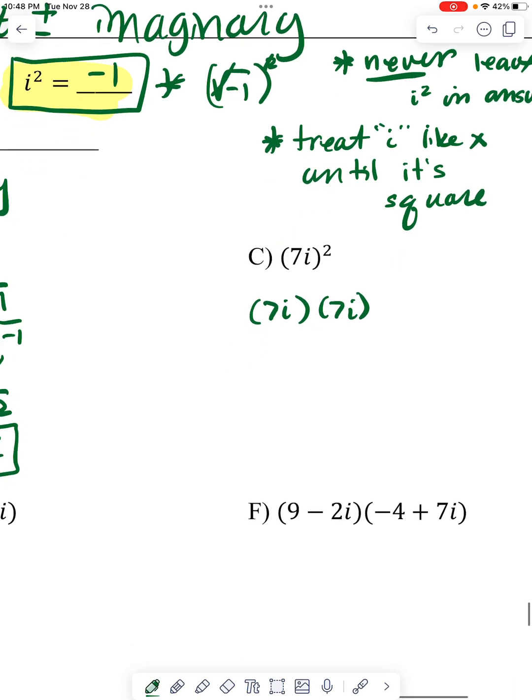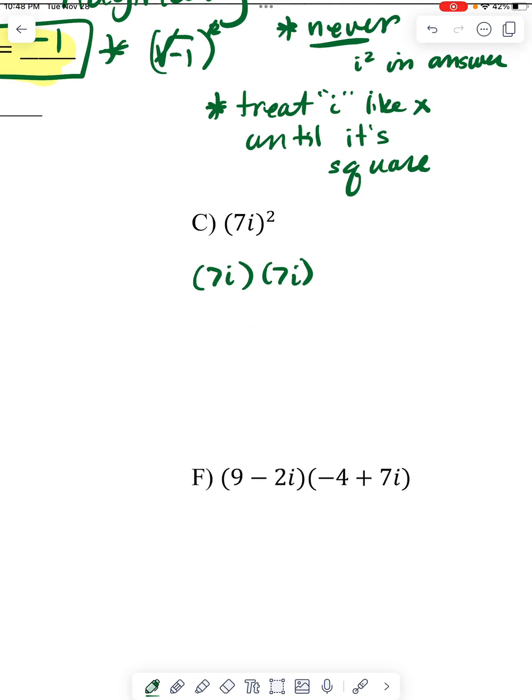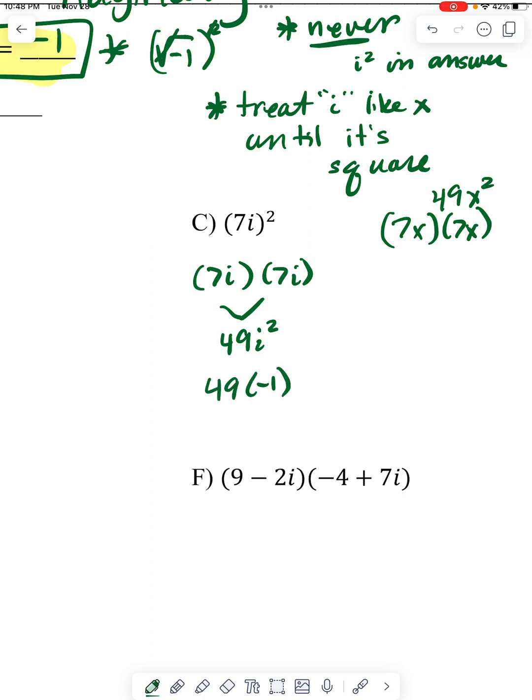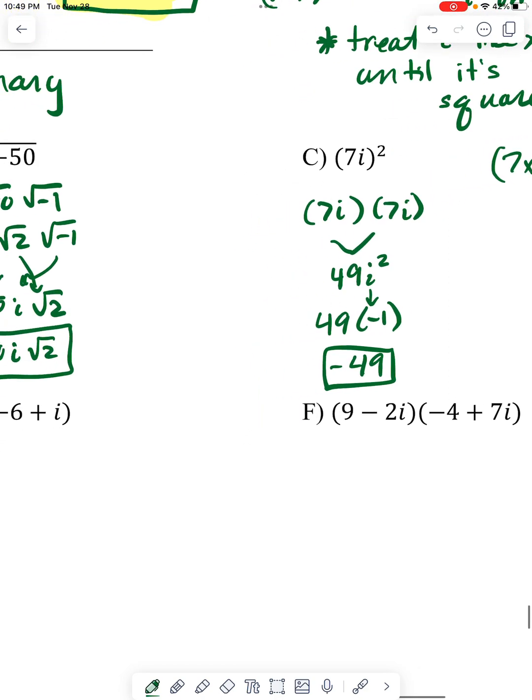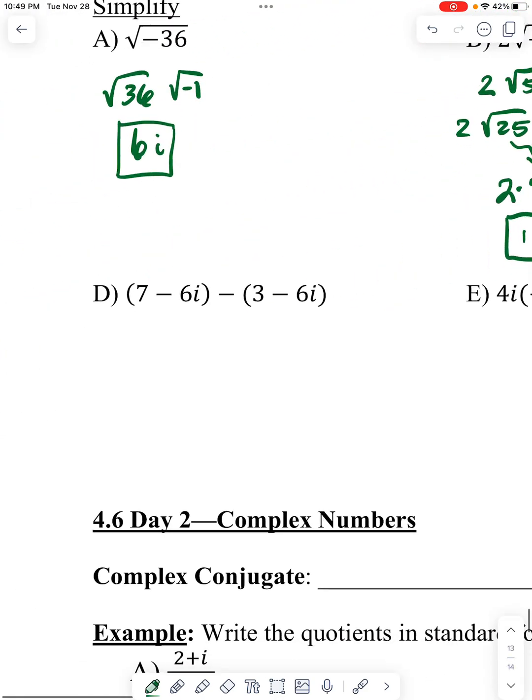So what I mean by treating it like an x is if I had 7x times 7x, I would know that that's 49x squared. It's no different down here. 49i squared. What's different is that since i squared has a value of -1, that becomes a -1, and then my answer becomes -49. So I check my answer and make sure I don't have any i squareds.